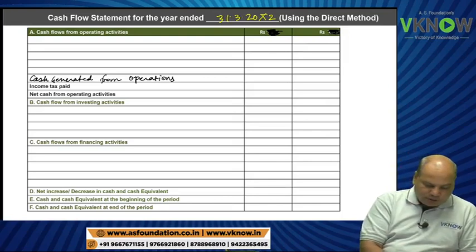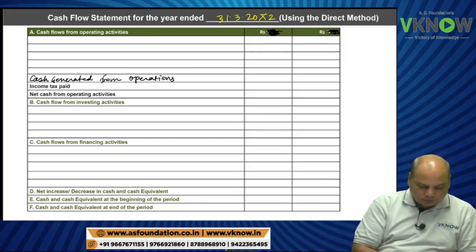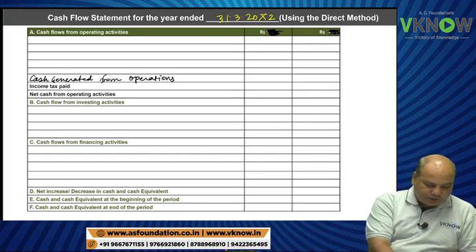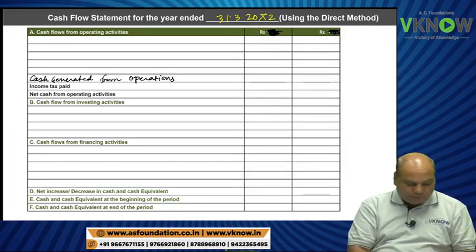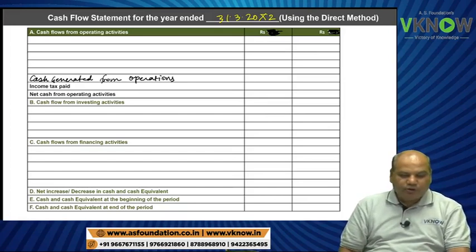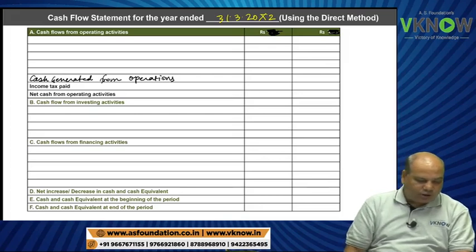Cash flow from operating activities. Keep 6 lines blank. Then write down cash generated from operations.